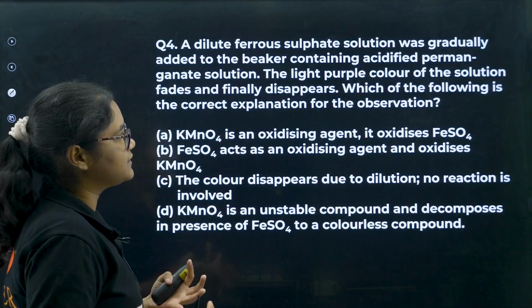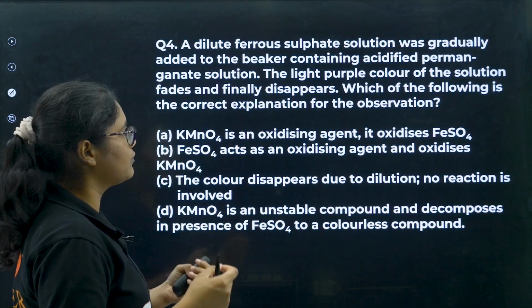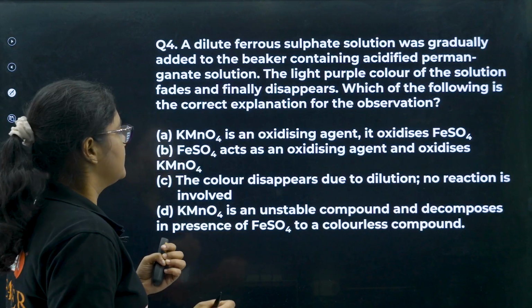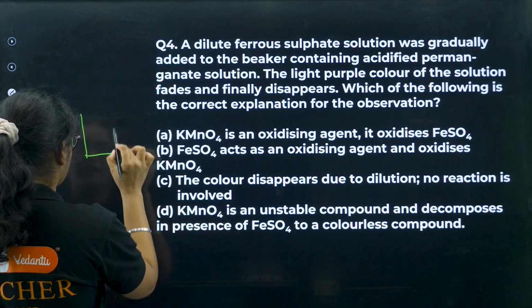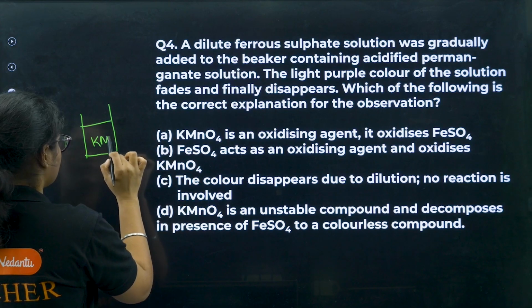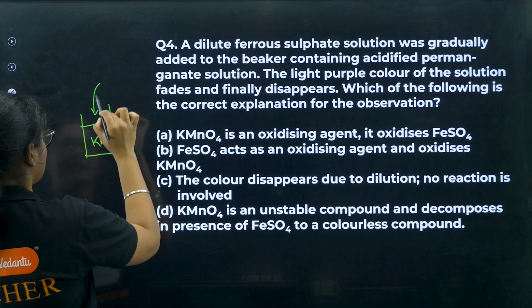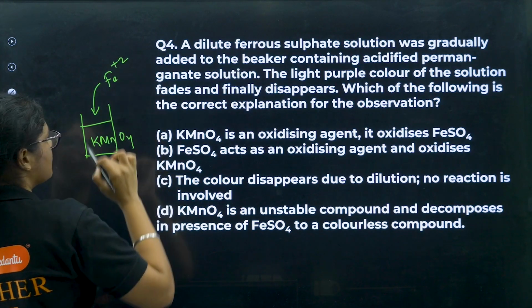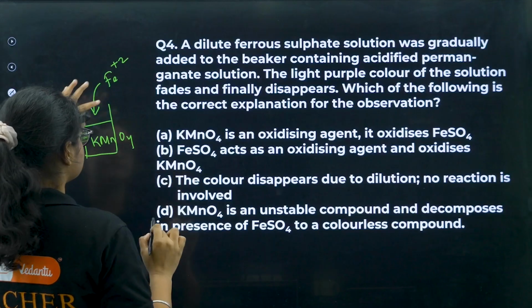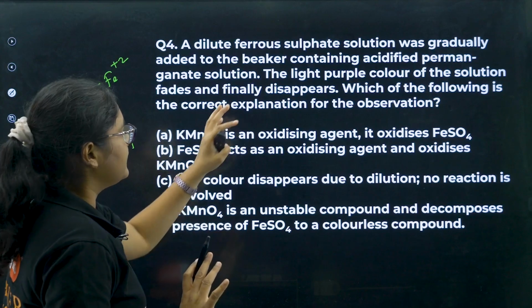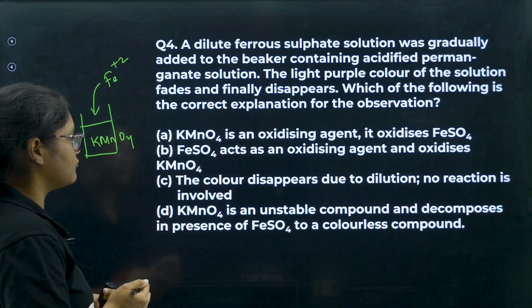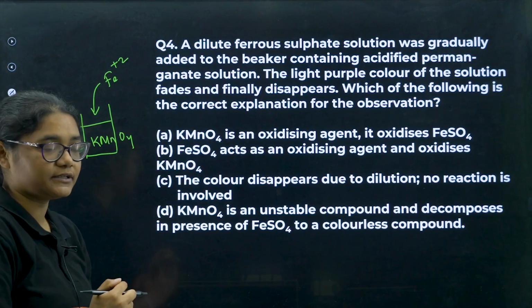A dilute ferrous sulfate solution was gradually added to a beaker containing acidified permanganate solution, okay. So you have permanganate solution present, so KMnO4 we write for permanganate, and you add FeSO4, which means Fe is in +2 state, right? Now the light purple color of the solution fades and finally disappears. Which of the following is the correct explanation for this observation?